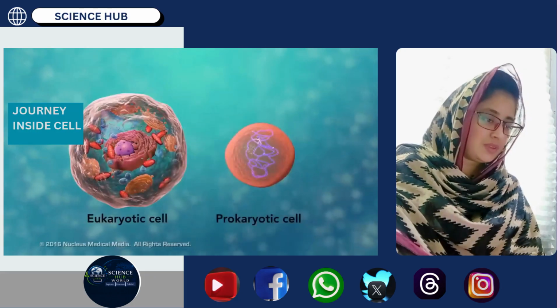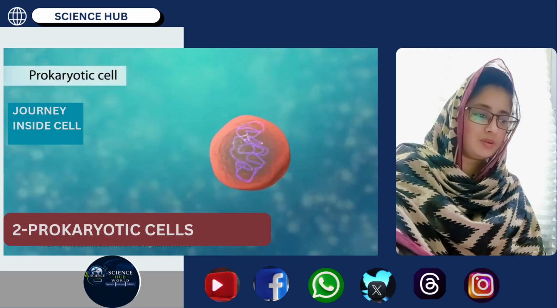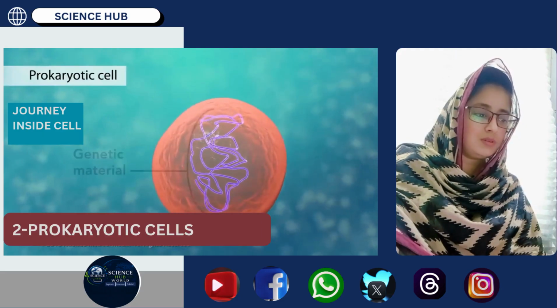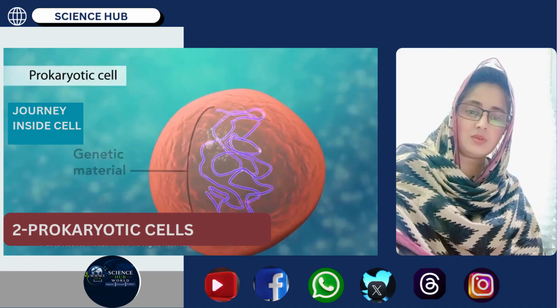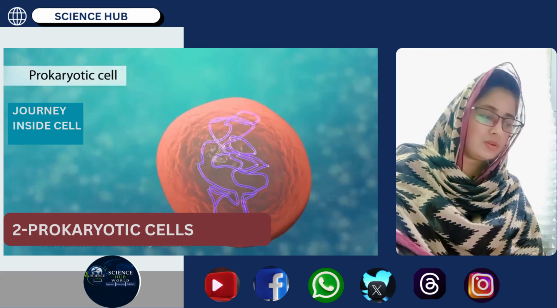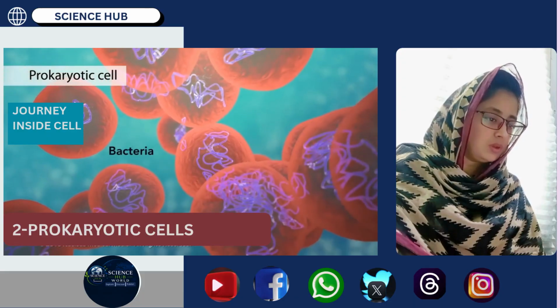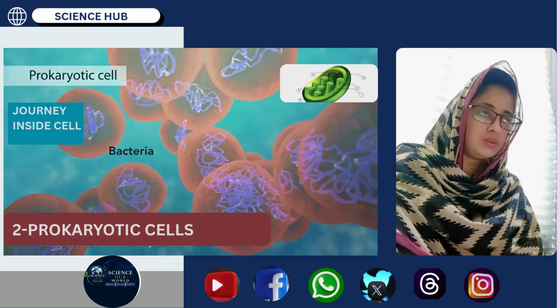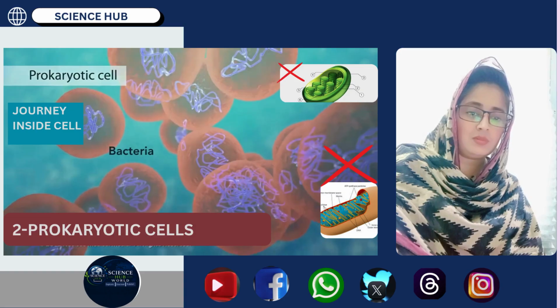The second one is the prokaryotic cell. For example, the bacterial cell, they don't have the nucleus or the other membrane bounded organelles like chloroplast or mitochondria. They don't have a nucleus, but they contain the chromatin that is dispersed in the cytoplasm rather than in the nucleus.